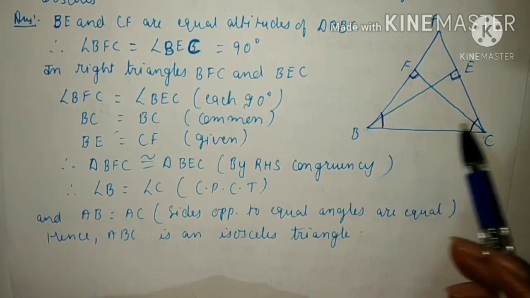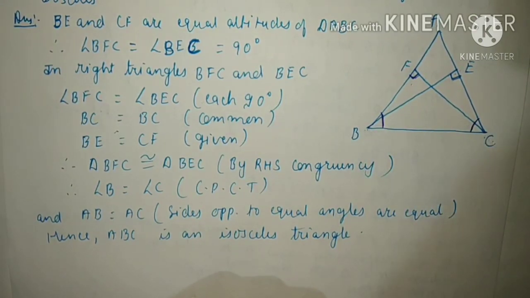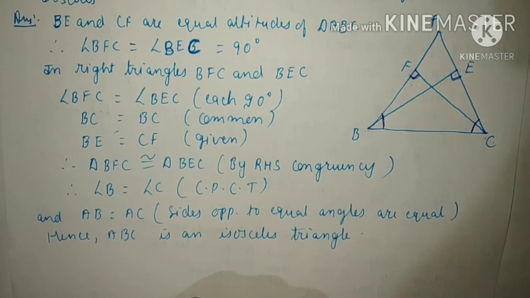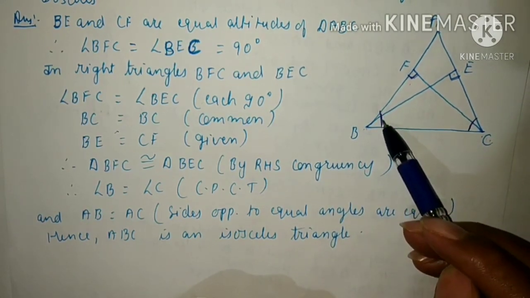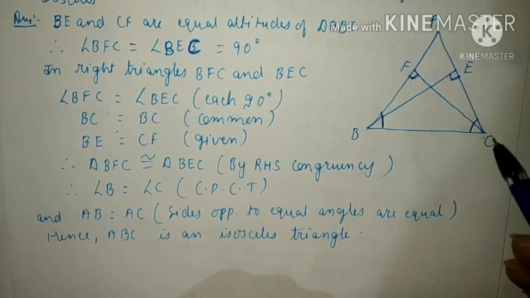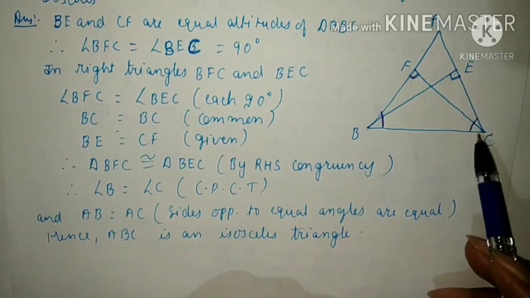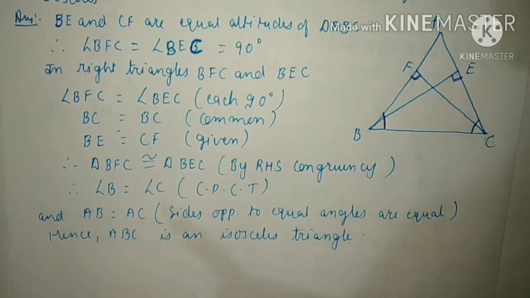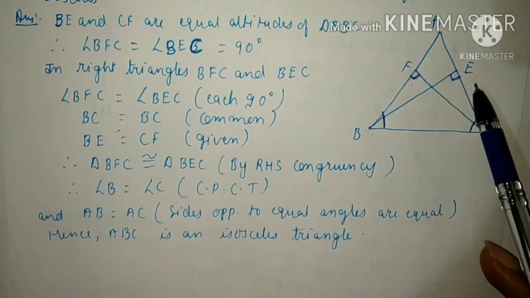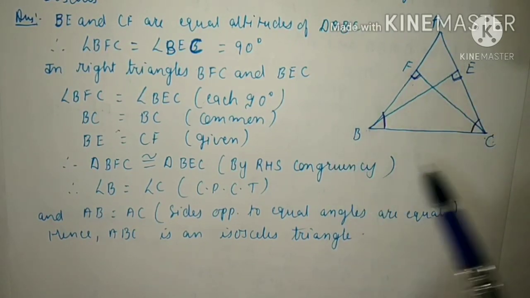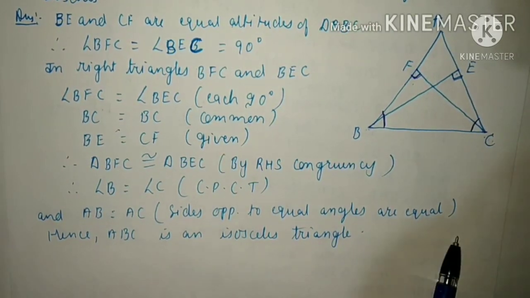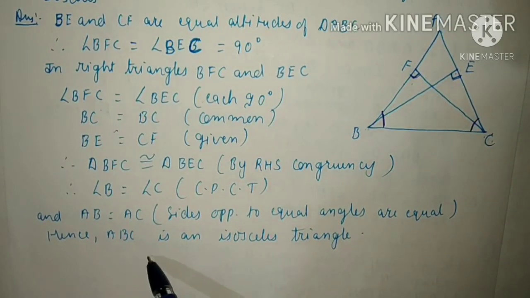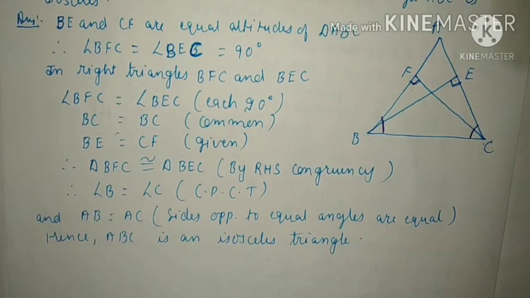Now if these two angles are equal, then the sides opposite to these two angles will also be equal. So what is the side opposite to angle B? This is AC, and the side opposite to angle C is AB. So we can say that AB equals AC. Why? Because sides opposite to equal angles are equal. Now if AB equals AC, that means the triangle ABC is an isosceles triangle. So we can write, hence triangle ABC is an isosceles triangle.